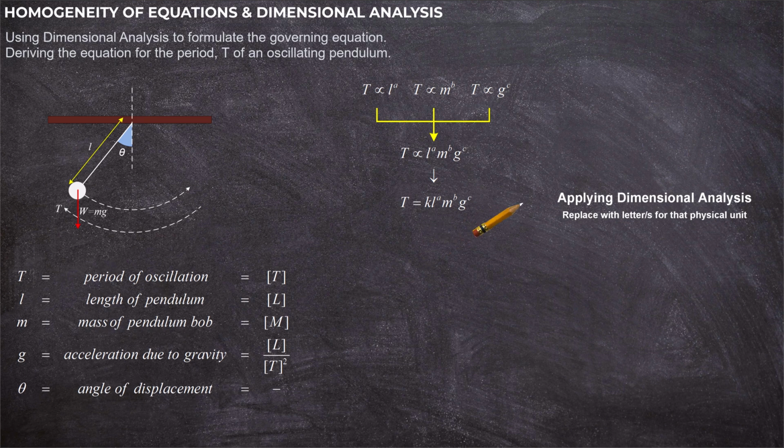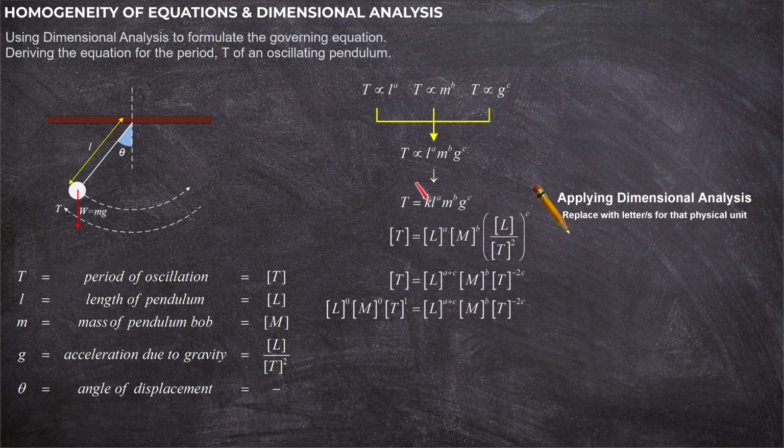And now the dimensional analysis begins. Dimension of time, capital T, equals dimension of length, capital L, with a power a, dimension of mass, capital M, with a power b, and dimension of acceleration, L divided by T squared, with a power c. The constant k is assumed unitless, hence dimensionless, and can be ignored for now.